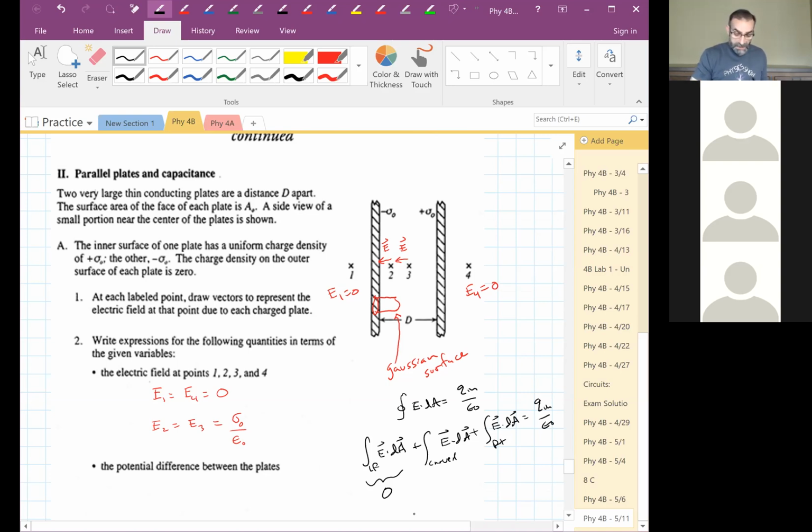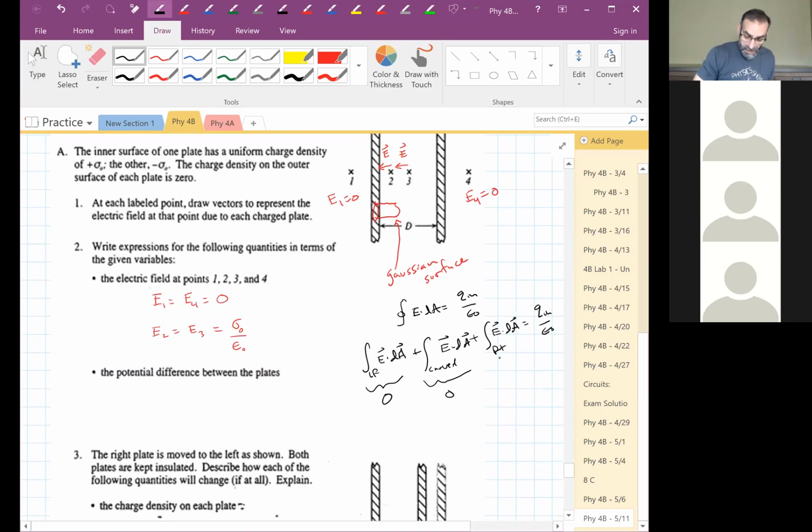There's no electric field there. And the curved surface is 0 because the electric field is parallel. It doesn't penetrate the surface at all, right? The flux through the surface is 0. So we only get this. So we have EA is Q in over epsilon naught. What is Q in? It's sigma A. So E is sigma over epsilon naught. The A's cancel.